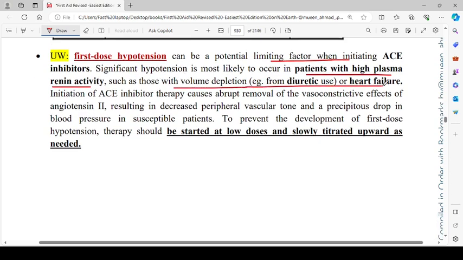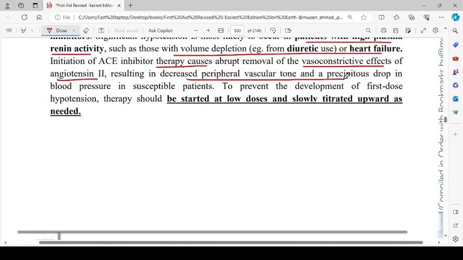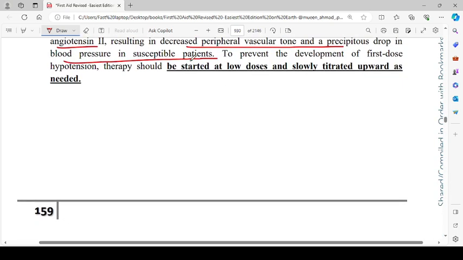So the people who have heart failure or who are volume depleted, the renin is maintaining their blood pressure. So if we administer an ACE inhibitor, the renin effect will fall and the person will undergo hypotension. Initiation of ACE inhibitor therapy causes abrupt removal of the vasoconstrictive effects of angiotensin 2, resulting in decreased peripheral vascular tone and a precipitous drop in blood pressure in susceptible patients. To prevent the development of first dose hypotension, therapy should be started at low doses and slowly titrated upward as needed.